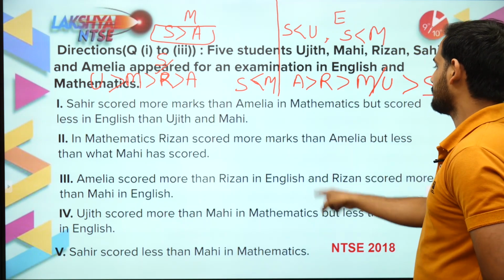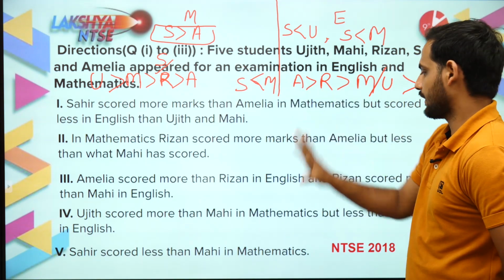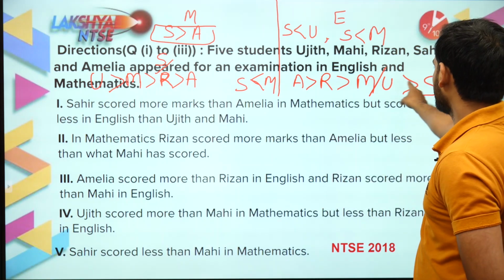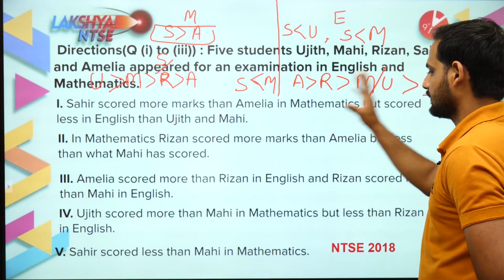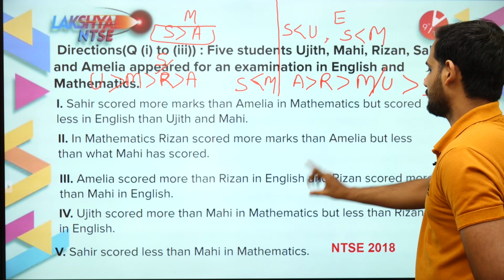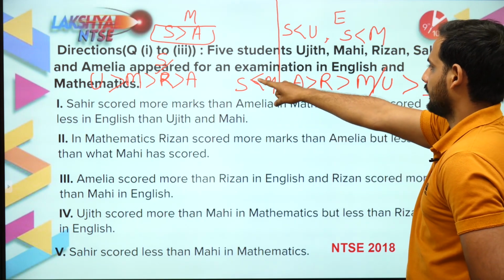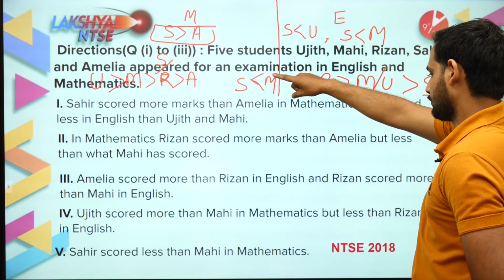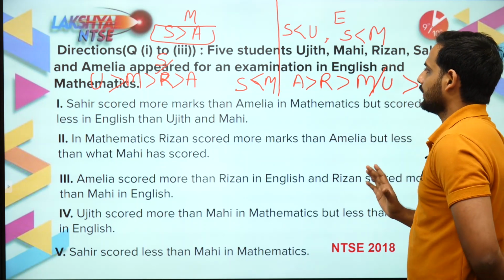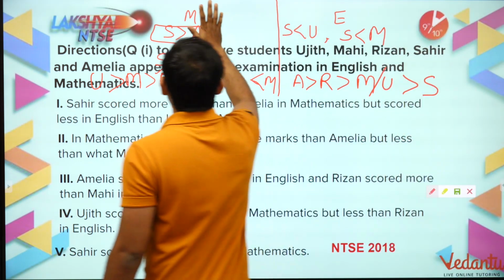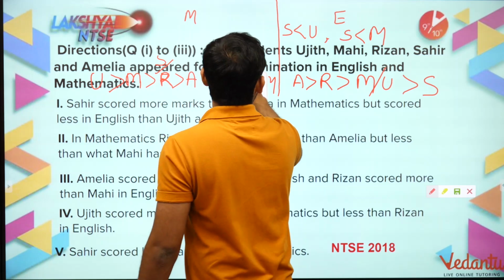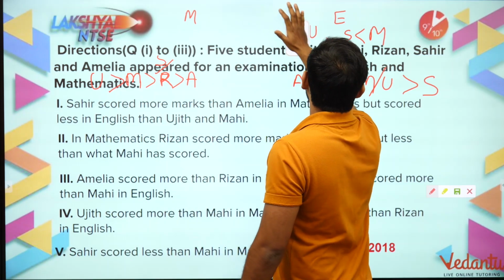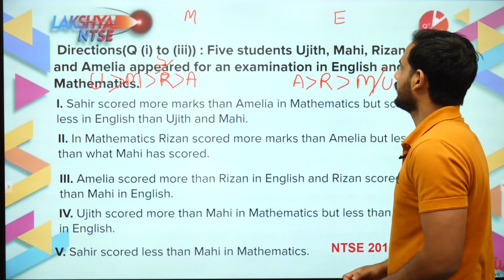Ujit has scored more than Mahi in mathematics, but less than Rizan in English. Sahir has scored less than Mahi in mathematics. Correct. So finally, what I have got, bachon, in case of English, is this order.